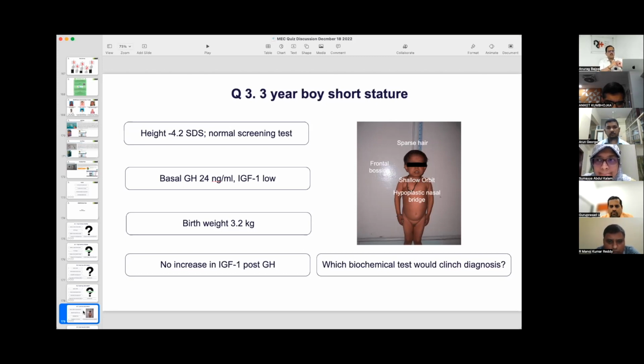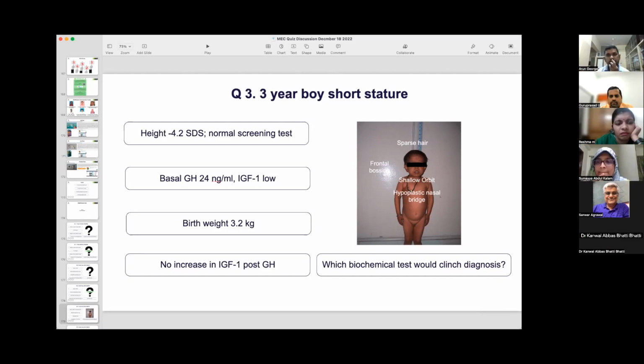We'll go to Dr. Aniket. ALS? No. Dr. Arun? Growth hormone antibody to the growth hormone receptor. No. Dr. Guru Prasad? No, sir. Pass. And Dr. Reddy? No, sir. Pass. Dr. Reshma? Pass. Okay, so this was a trick question actually.